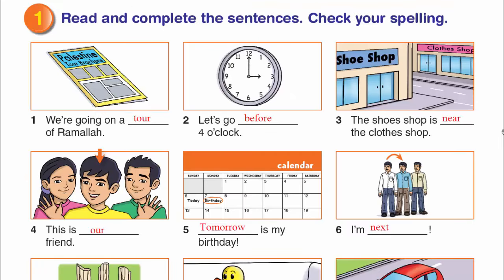Period 8. Activity 1. Read and complete the sentences. 1. We are going on a tour to Ramallah. نحن سوف نذهب في جولة إلى مدينة رام الله. 2. Let's go before 4 o'clock. دعونا نذهب قبل الساعة الرابعة. 3. The shoe shop is near the clothes shop. محل الأحذية بجوار محل الملابس. 4. This is our friend. هذا هو صديقنا. 5. Tomorrow is my birthday. غدا هو عيد ميلادي. 6. I am next. أنا التالي.